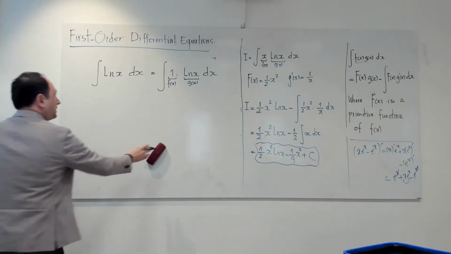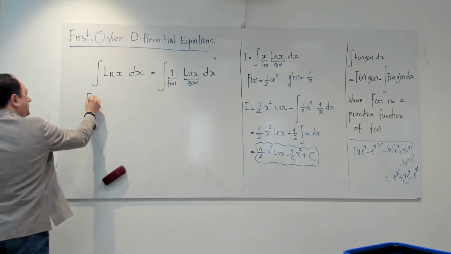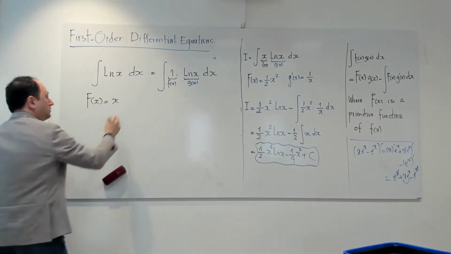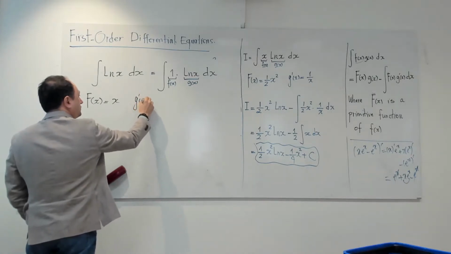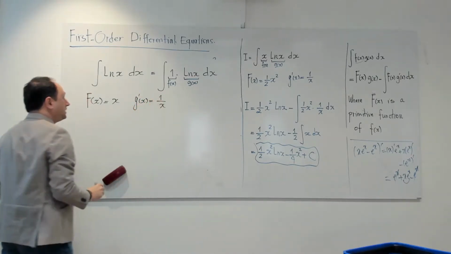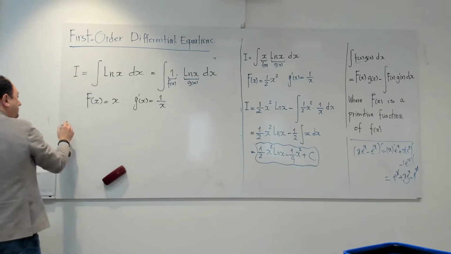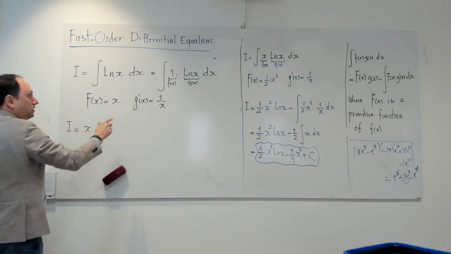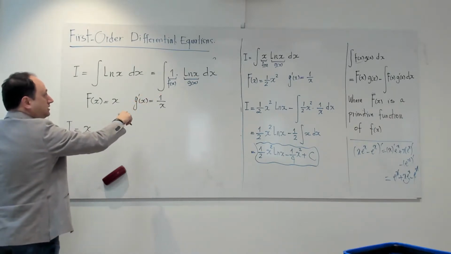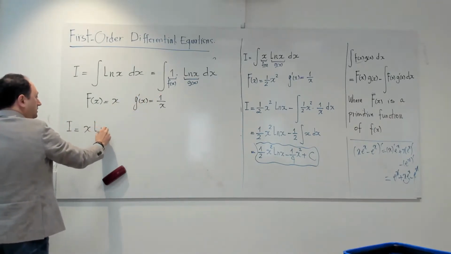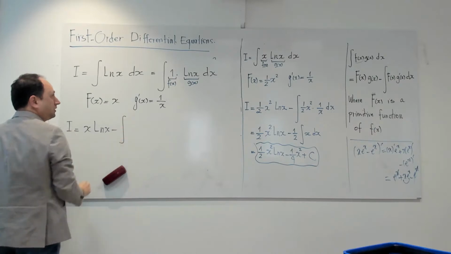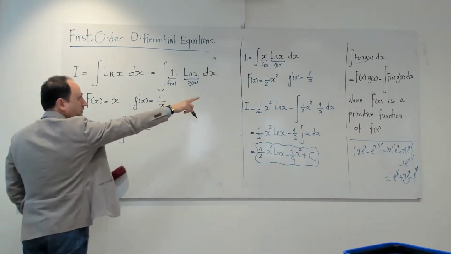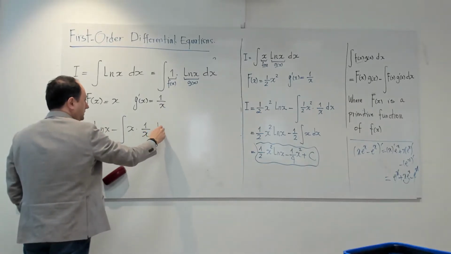What can I do? I can write capital F. So what is capital F? Capital F is a primitive function for that, which is x. Do I know g prime of x? Yes, of course, we know it's 1 over x. So this integral that I am looking for is equal to capital F, which is x, multiplied by little g, which is ln of x, minus the integral of capital F multiplied by g prime of x. I'm just following the formula.